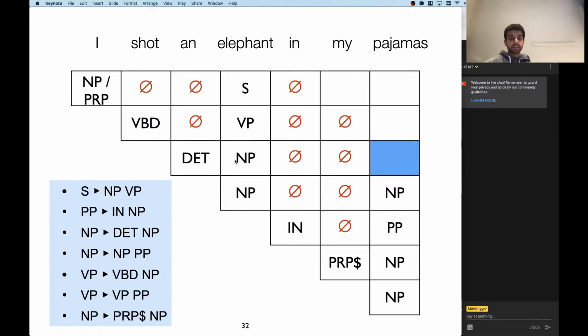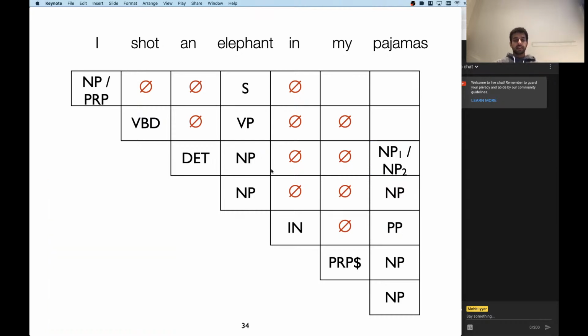But now we also have to check out this, an elephant and in my pajamas. So an elephant is a noun phrase. In my pajamas is a prepositional phrase. So now I have this NP and PP, and now I can form another noun phrase using a different rule within the same cell. So here, I actually have two different noun phrases that I can form. So you can see now the potential for having multiple valid parses of the same sentence. Here, regardless of what I form up here, I can use either of these noun phrases and have a different parse tree for the whole sentence.